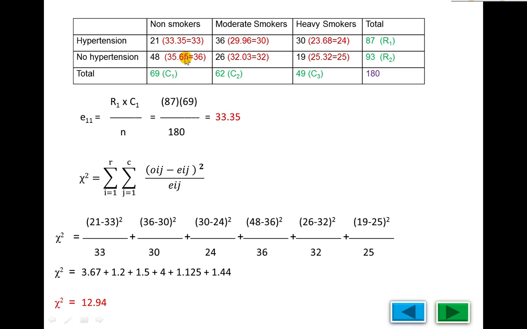Then substitute the observed frequency minus the expected frequency: 21 minus 33. According to the formula, first calculate the difference, then square, and then divide by Eij; there is no square on Eij. Double summation means write a plus sign, then the second value, first row second column: 36 minus 30 whole square divided by 30. Same for this cell and this cell, all 6 cells. Simplify, and you will obtain 12.94. This is the chi-square calculated value.